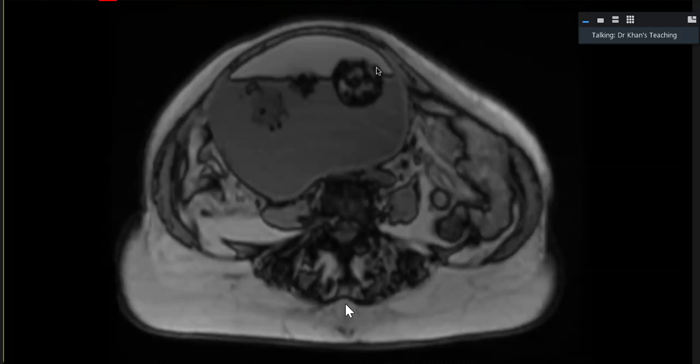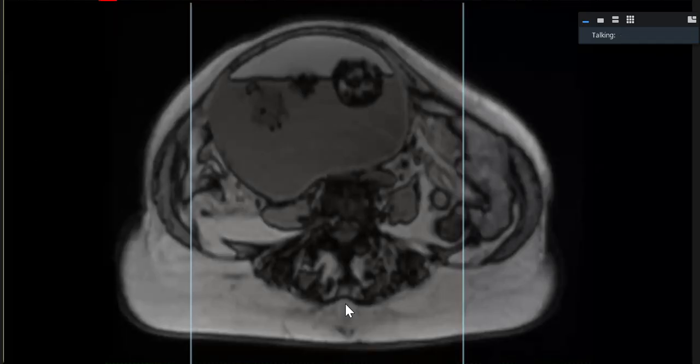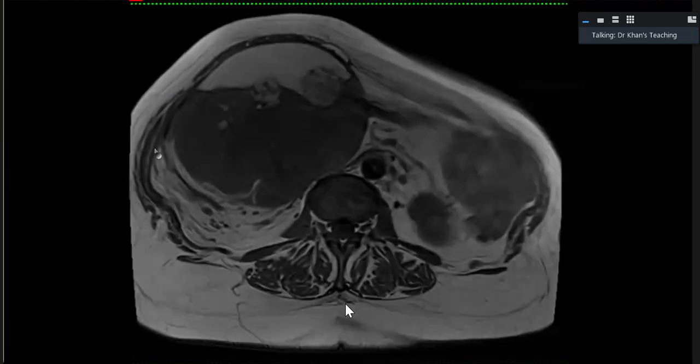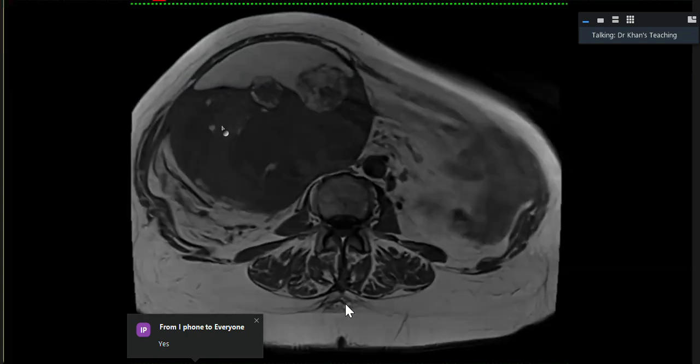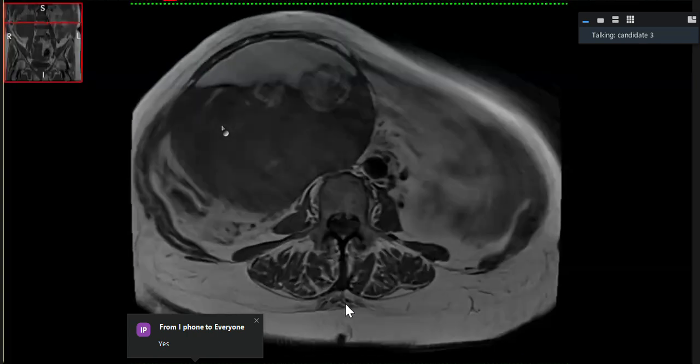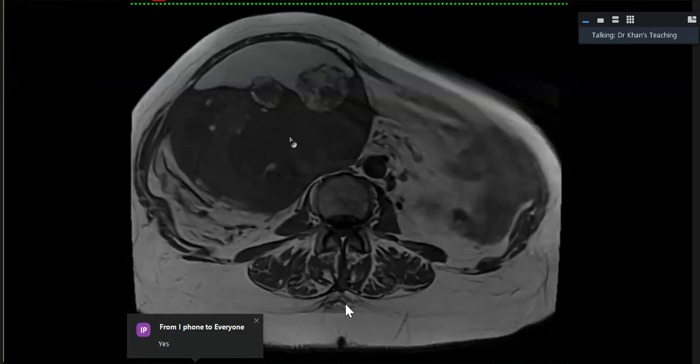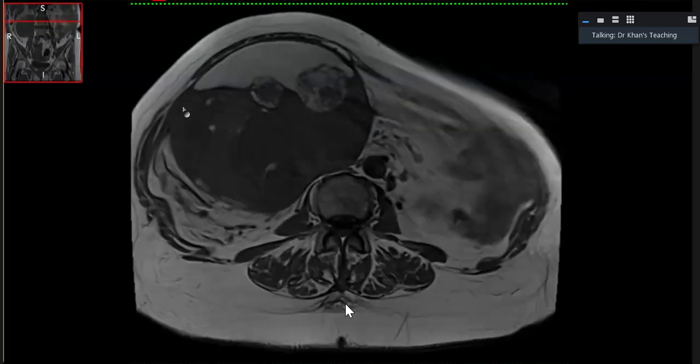So this portion here, what is the behavior of this versus this? Sir, I can't see your cursor. Okay. So my point is, this is a T1 weighted sequence without fat saturation. Now just look at the signal intensities of this mass.